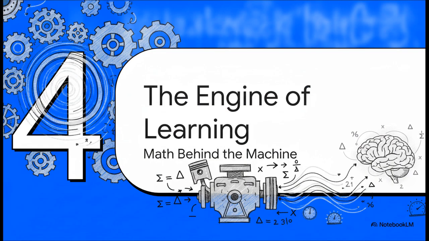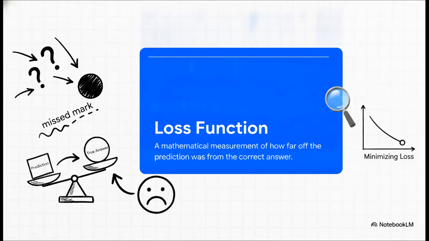Which brings us perfectly to Section 4, the engine of learning. So if weights and biases are the physical dials of our machine, how does the neural network actually know how to tune them? How does it learn?